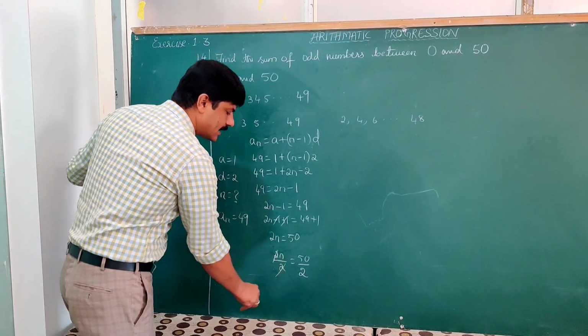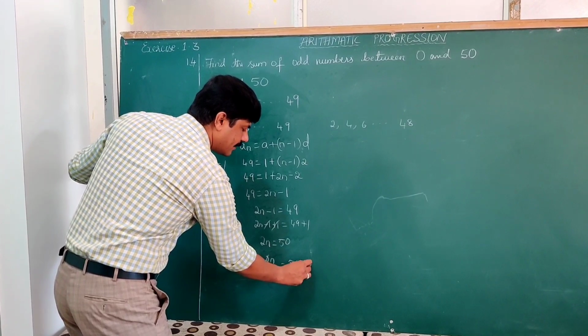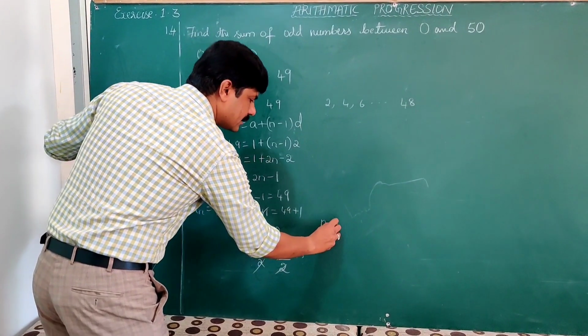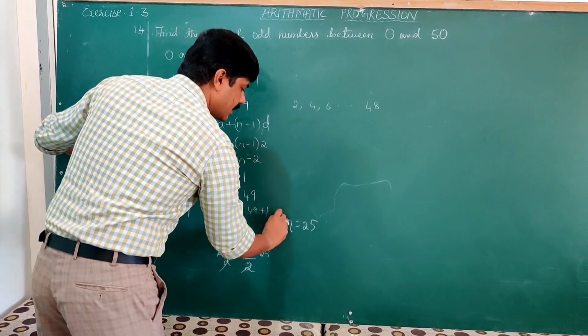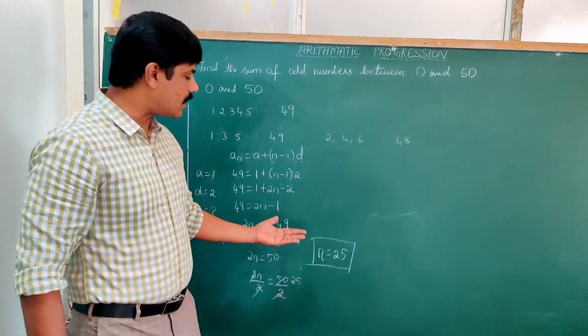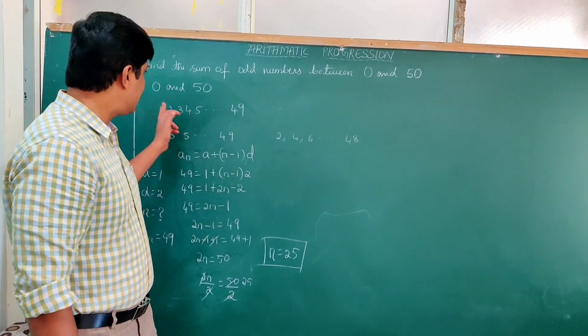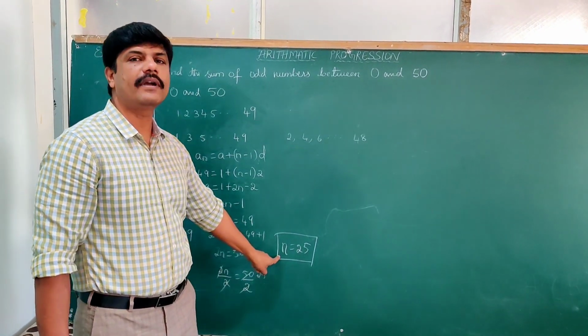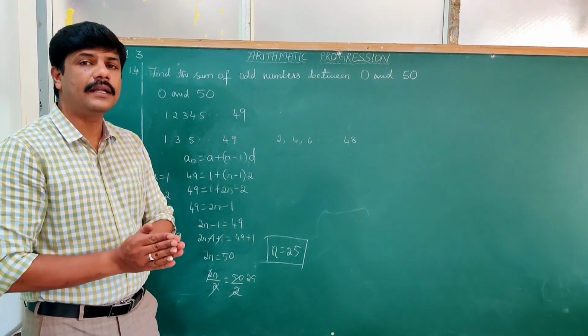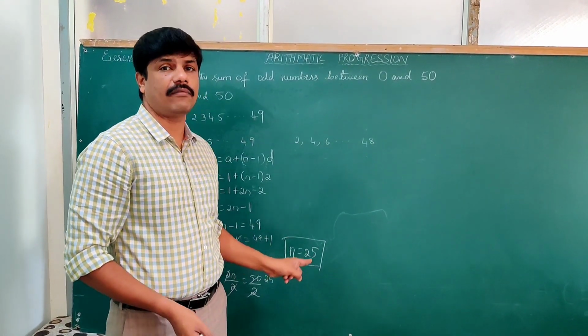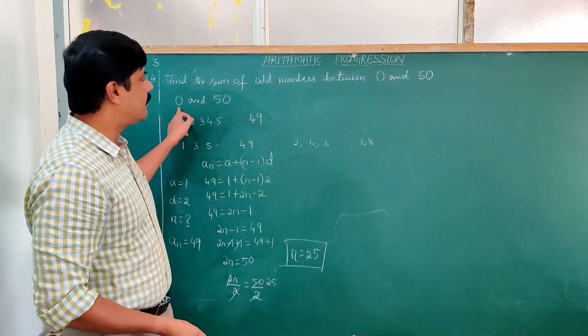2 gets cancelled. 2 25s are 50. Thus you will get n is equal to 25. How many odd numbers are there between 0 and 50? 25 odd numbers are there. Now we have to find the sum of these 25 odd numbers between 0 and 50.